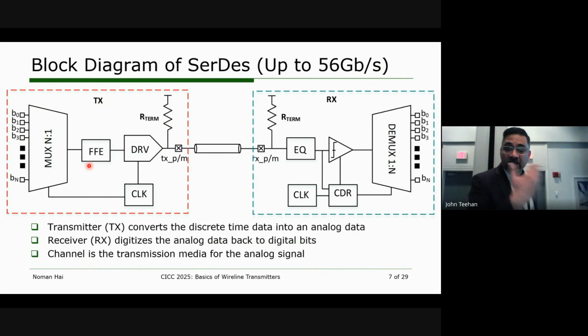FFE is also another jargon I used. It's called feed forward equalization. I will talk more about it. And then we drive it through the channel. You can think of the driver as an aeroplane in terms of analogy there, and it sends the data through the channel.